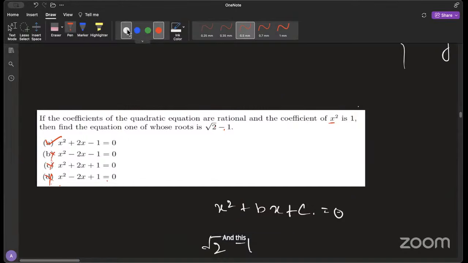So if someone doesn't want to use the conjugate part, what you can do is simply substitute this thing in these equations and check which one is correct. Yes, ma'am, only option A satisfies. Okay. Can we move to the next question?